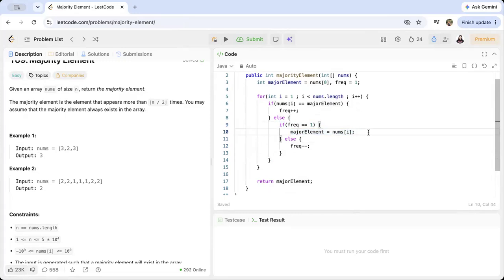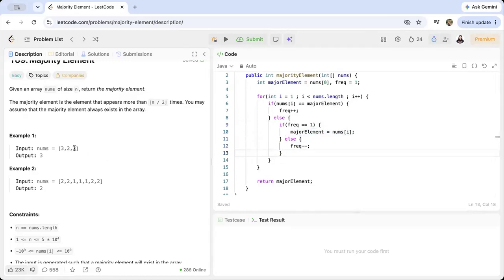So my major element would be 2 now, and we also increase the frequency since we have seen 2 once. That is the way we have done it here, because the frequency is anyway 1, so we are not decrementing and incrementing it again. Plus 1 and minus 1 cancel out. Else, what we do is frequency minus minus.